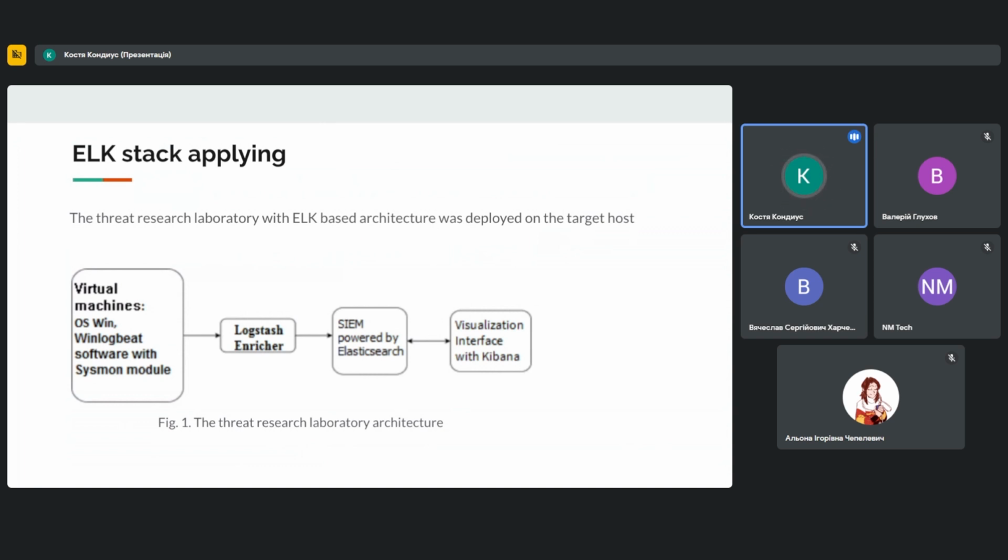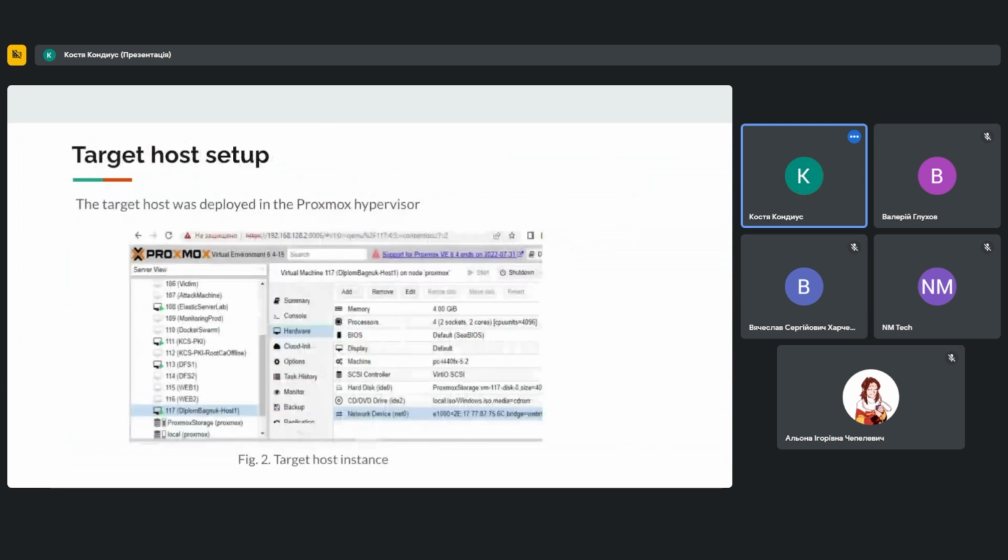It is based on the ELK stack, Elasticsearch, Logstash, and Kibana, a quite modern stack nowadays for collecting, processing, and analysis of data, events, logs, and so on. The target host was deployed in the Proxmox hypervisor. You can see it in figure 2. And the SYSMON module handles event log entries from System Monitor, which is a Windows service and device driver that records system activity to the event log.